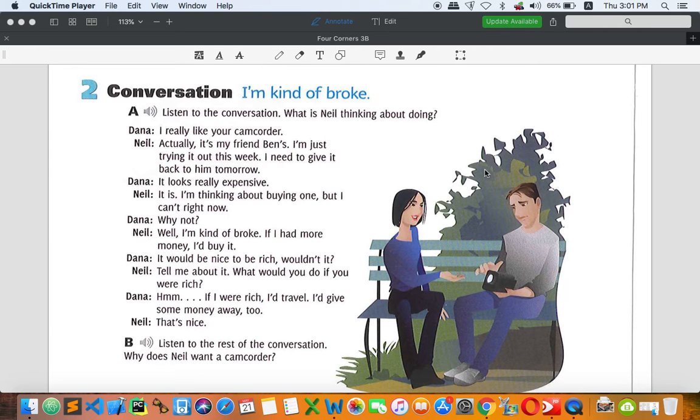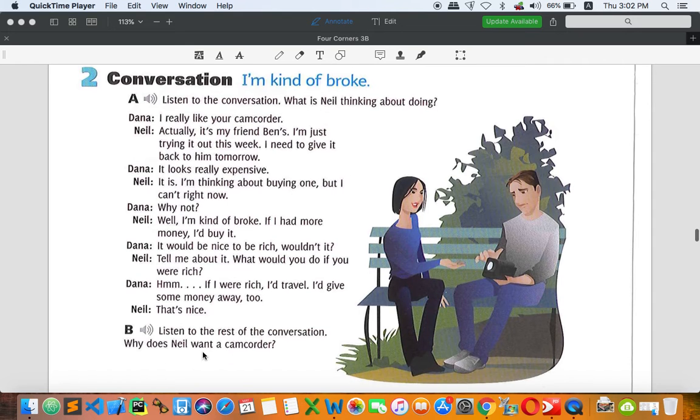Today I'm going to correct the answers. Last time I asked you to do the listening, a conversation. Your job was to listen and answer the questions in part A and part B. In part A, you probably listened and got the answer: Nell is thinking about buying a camcorder. So he would like to buy a camcorder. That is the question in part A.